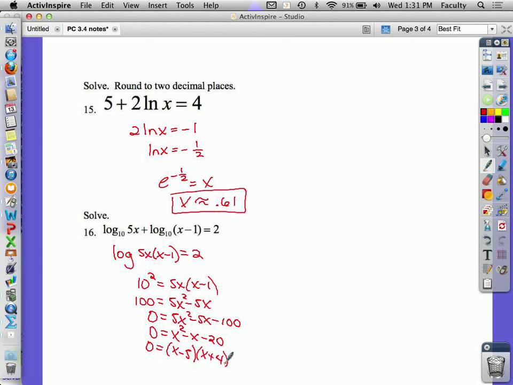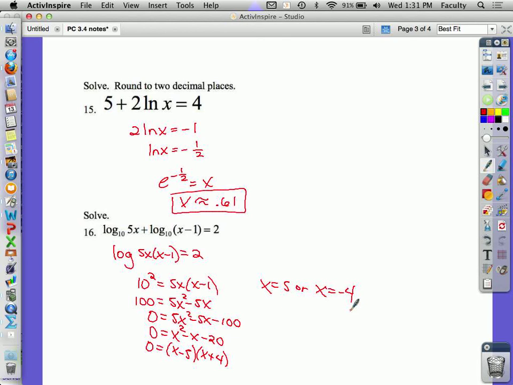This factors nicely. So I'm getting x minus 5 times x plus 4. Check your papers. Make sure you don't lose your equation. Every line below should be equivalent to the line above it. So you can't go from an equation to an expression. I mean, that's not okay.